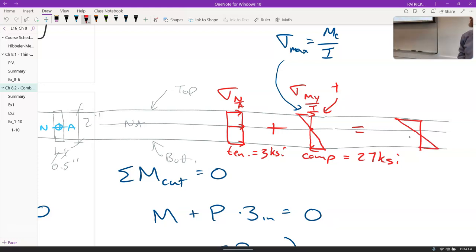What are we on the compressive side? What number? We've got 27 in compression, 3 in tension gives us 24 in compression. So we've got 24 KSI compression, and we've got 30 KSI tension. So that's our tension, that's our compression.